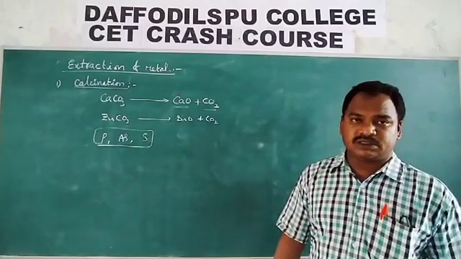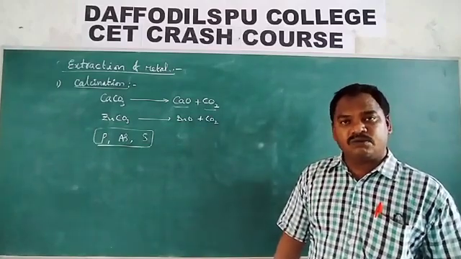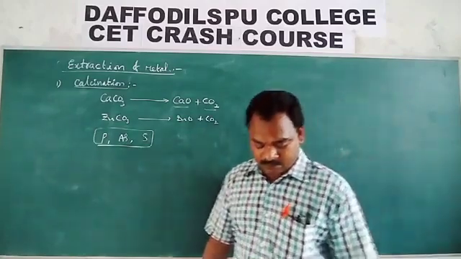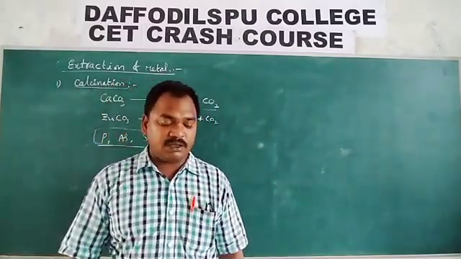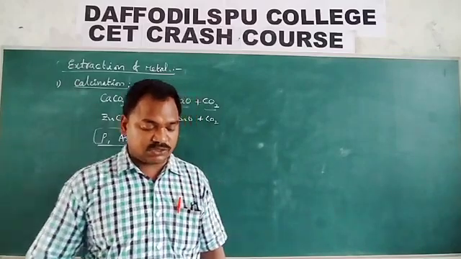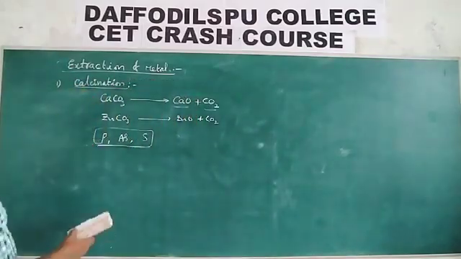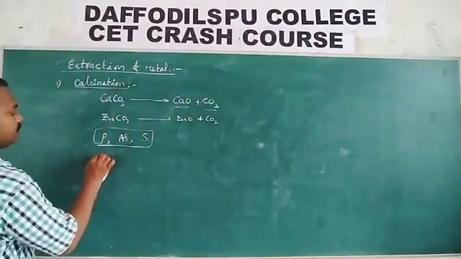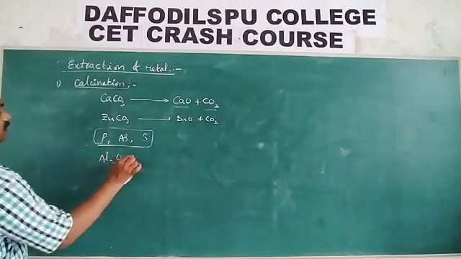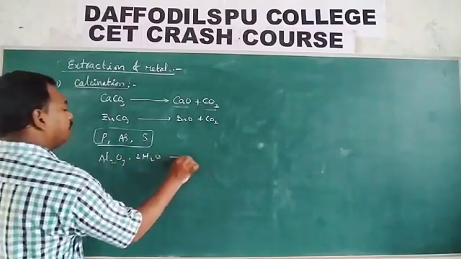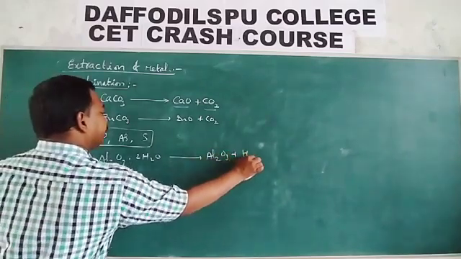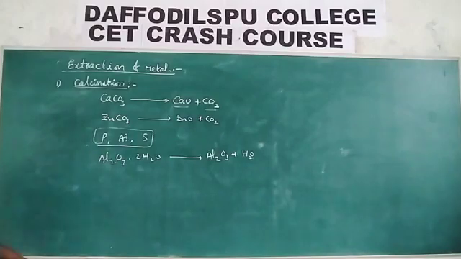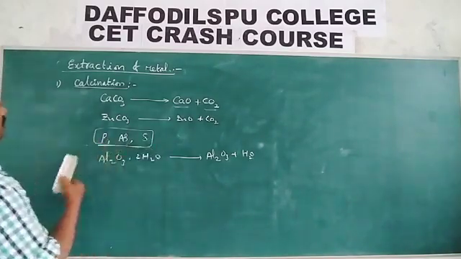In the calcination process, hydrated ores also become dried. Water molecules are also eliminated in the calcination process. For example, when bauxite is heated, all water molecules are emitted. Hydrated ore is made into dehydrated ore by this calcination.